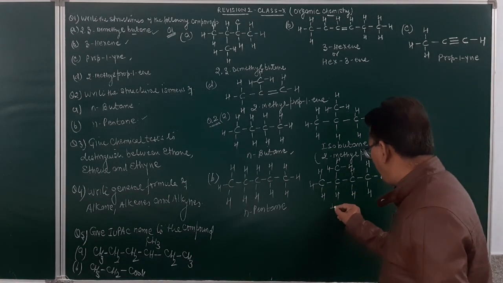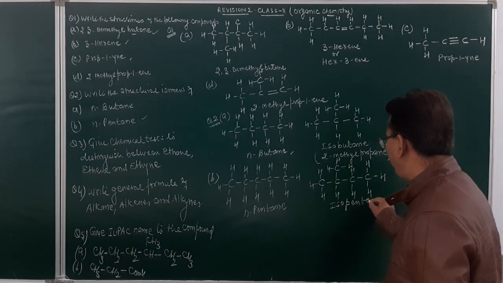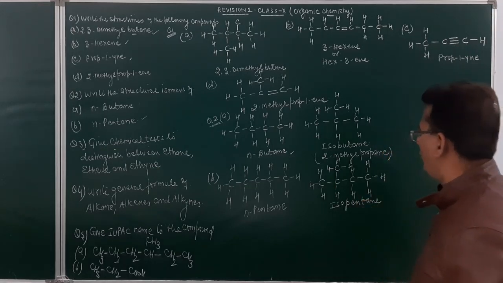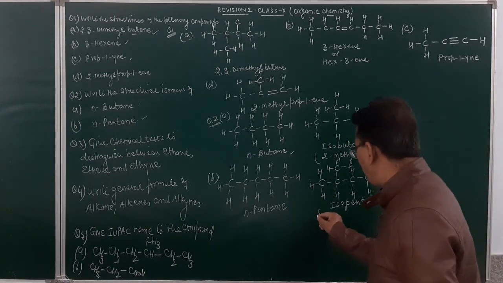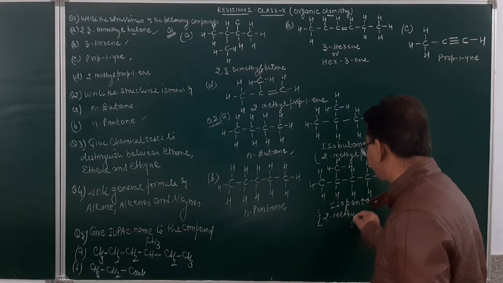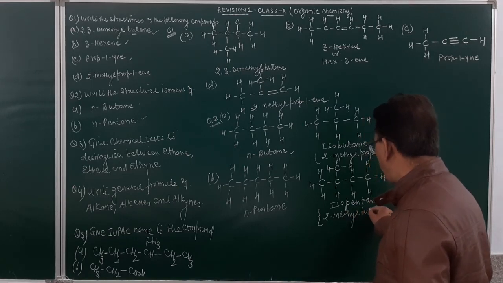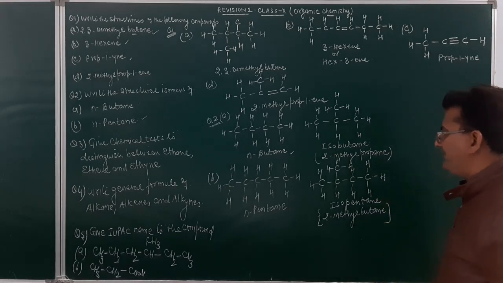So what is the name of this one? Isopentane. Iso means on second carbon atom, there will be methyl group. Total number of carbon atoms will be 5. Or we may call it as 2-methylbutane. What name will be given to this one? It will be named as 2-methylbutane.